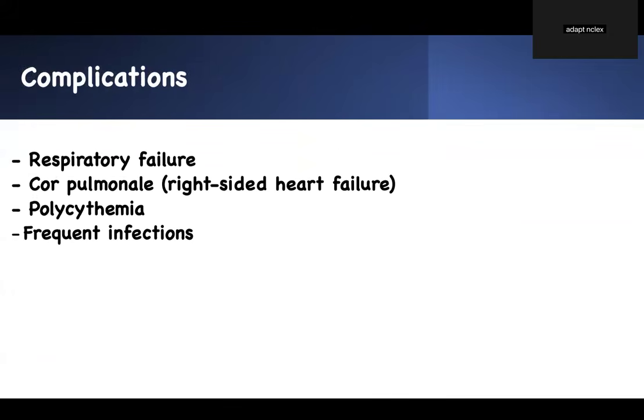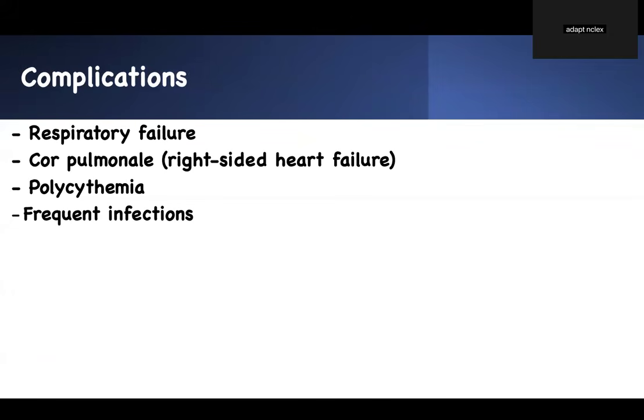Now, complication. Let me explain this. They're going to have respiratory failure. It happens if they have an upper respiratory infection. This is the reason why we tell them to get their immunization. This is number one. A COPD patient has an exacerbation. It can lead to respiratory failure. They're already having what? Hypoxia.